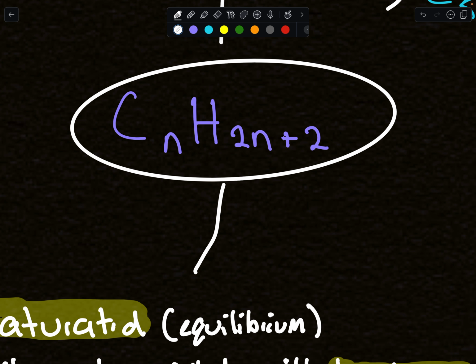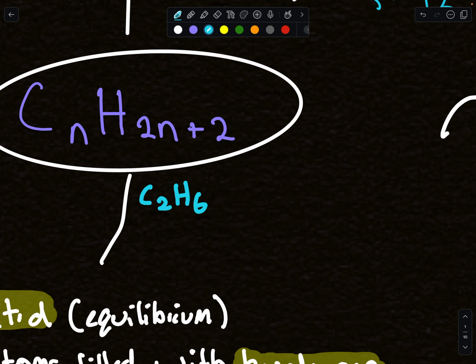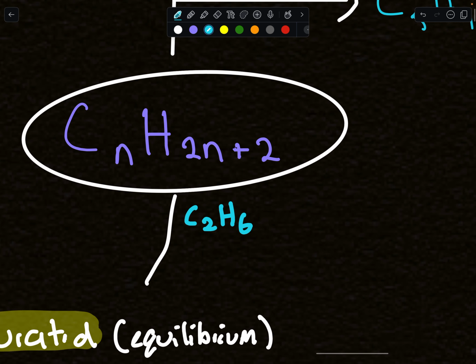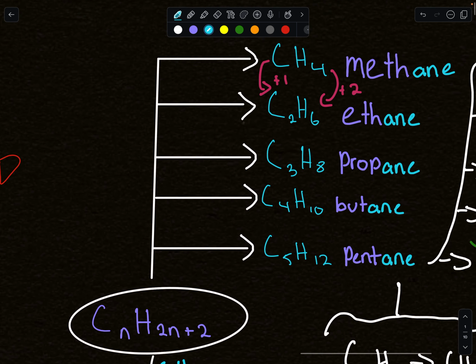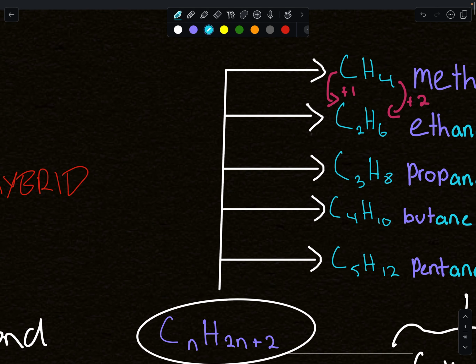CnH2n+2. Now, what does this mean? Say we have 2 carbons, right? So that would be C2. n is 2, right? So that means H4 plus 2, H6. C2H6. That's actually ethane. Okay? So alkanes always follow this pattern: CnH2n+2.